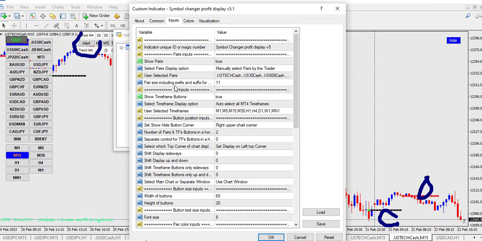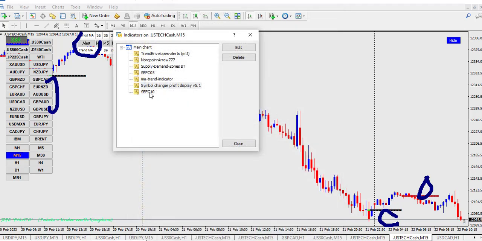And this is symbol changer. In nearly all my videos I do use this particular indicator, so I don't need to have many pairs open on my screen. So with this I can change from one pair to another. This is the indicator, and this is just how I set it up. You can play with it and use it the way you like.